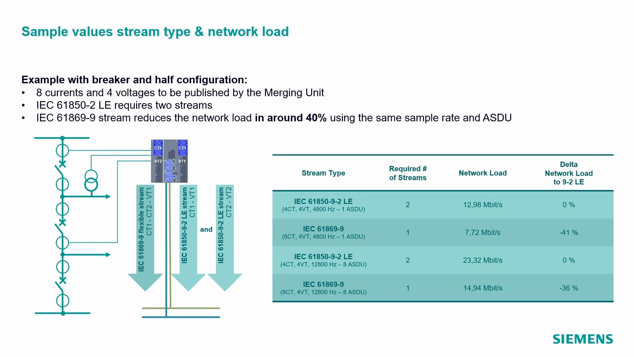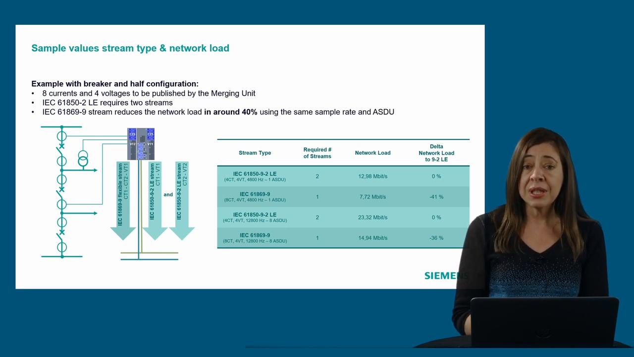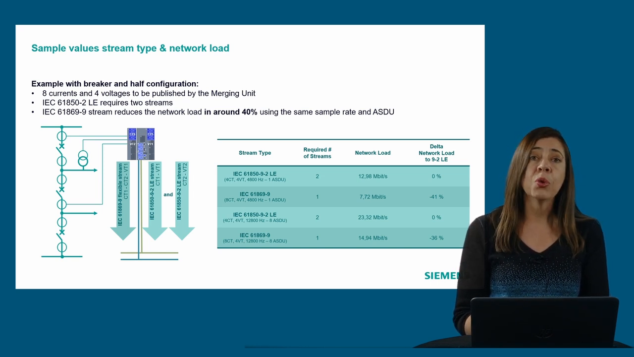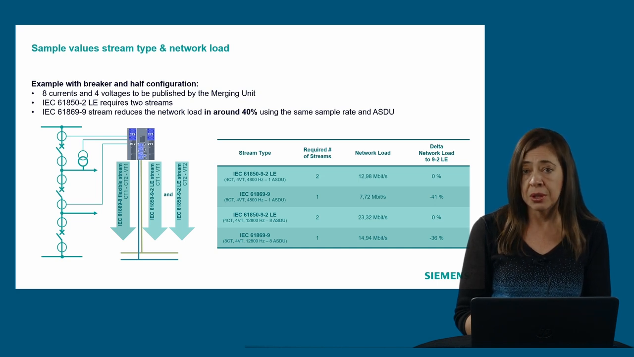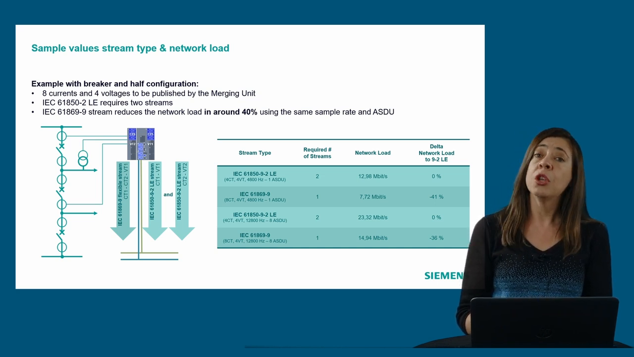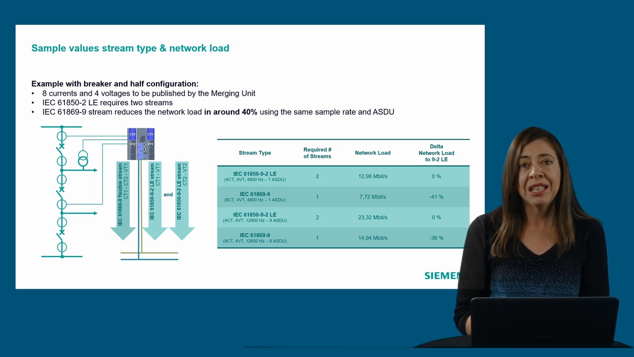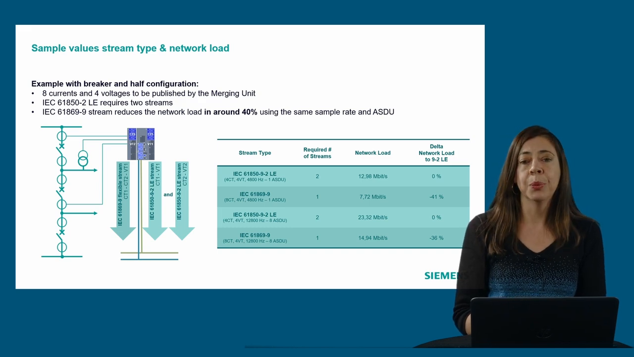And that means if we use the 4800 Hz sampling rate with light edition and the 2 streams, we use almost 13 megabits per second of the bandwidth. But if we use the flexible stream, then we reduce this to less than 8 megabits per second, which means almost a 40% of reduction. That's why our recommendation is using the flexible streams to take advantage of the complete bandwidth in your process bus network.